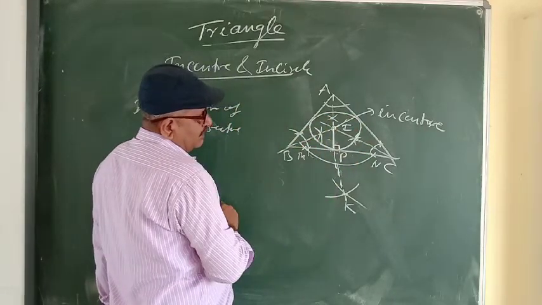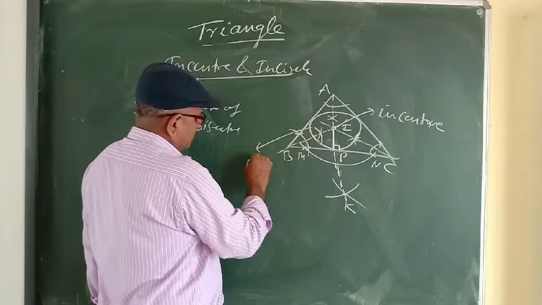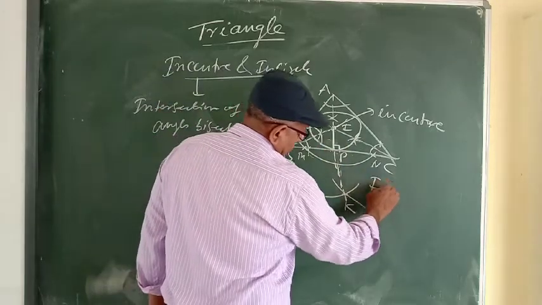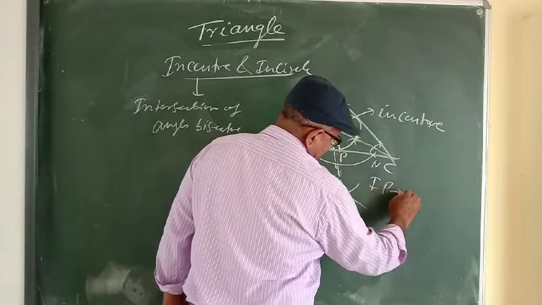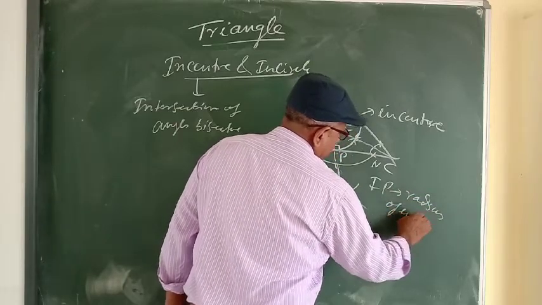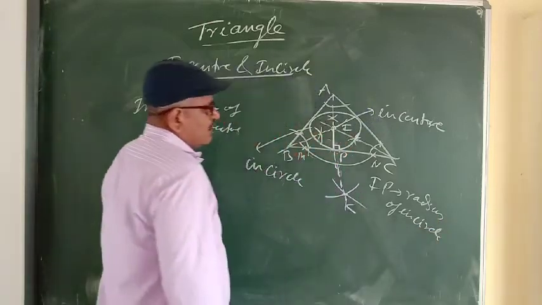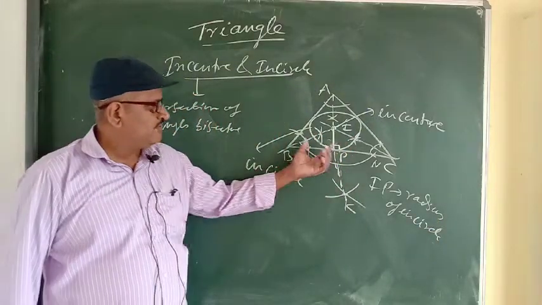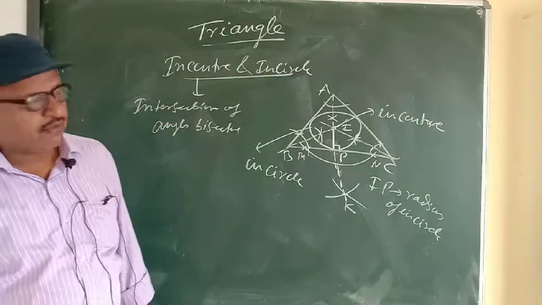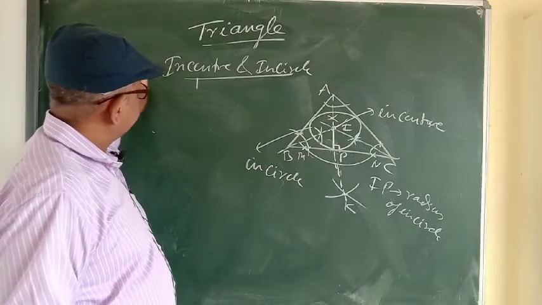This circle is called the incircle. And what is IP? IP is the radius of the incircle. In this way we can draw the incircle of a triangle. So that was the center and the incircle.